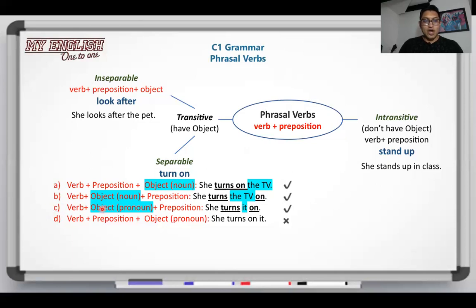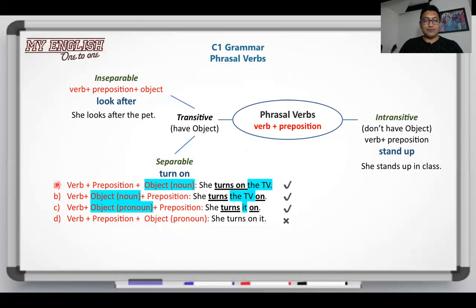Now we're going to go to form C: verb plus object, when this object is a pronoun, an object pronoun, and then a preposition. For example, she turns it on. In this case, again, the verb turn on is separated, and in the middle, between these two, you have the object pronoun it, referring to the TV, of course.